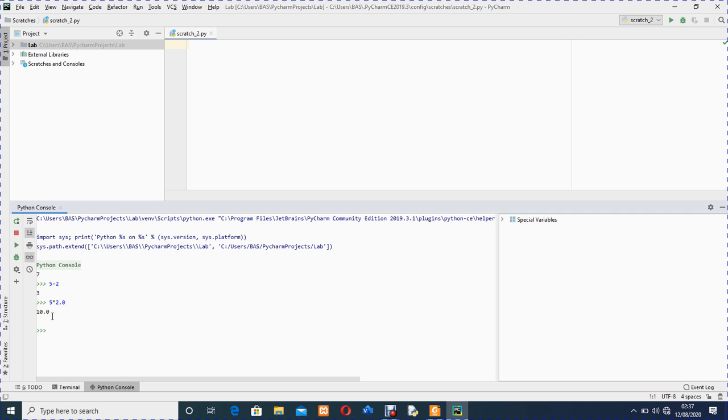When you combine int and float in your calculation, let's say for instance 5 times 2.0, 2.0 is float, while 5 is an integer. The result will be float. Whenever you use a float and an integer in your calculation, your result will be in float.